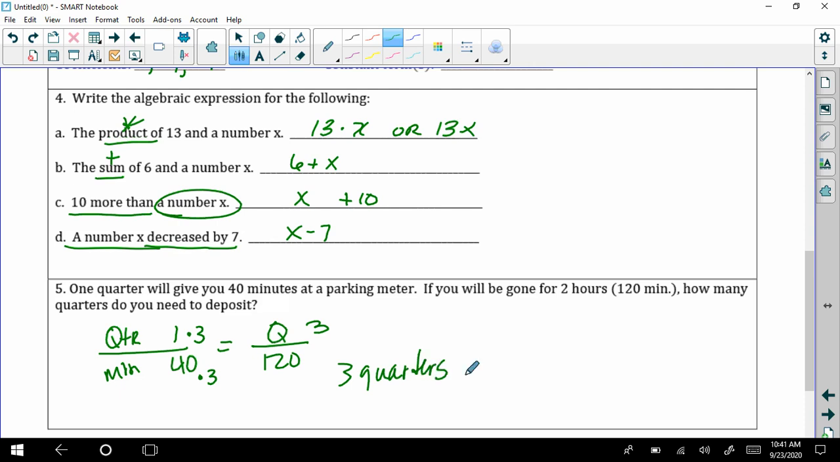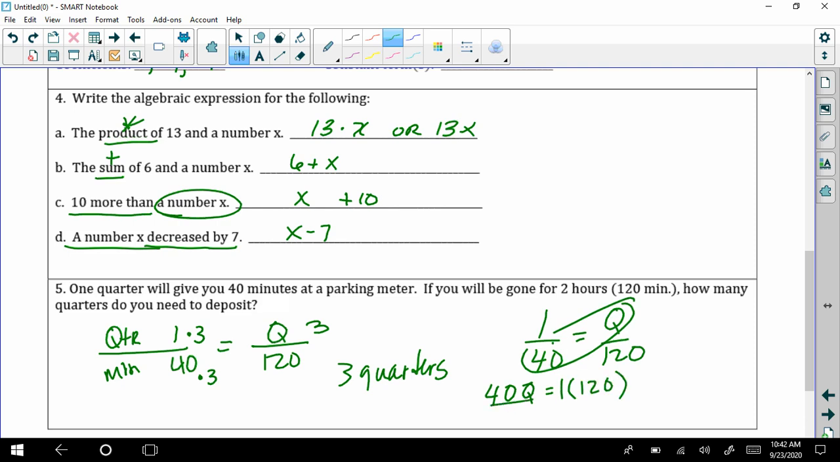The other way to look at this is 1 over 40 quarters per minute. 1/4 for 40 minutes is equal to Q over 120. And then you can do your cross product. So 40Q is equal to 1 times 120. Divide by 40, divide by 40. Q equals 3. So that's how you know you need 3/4.